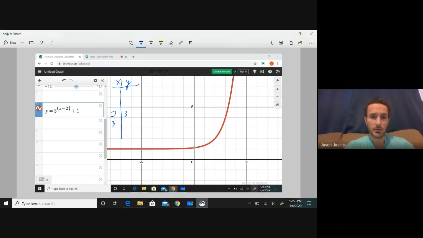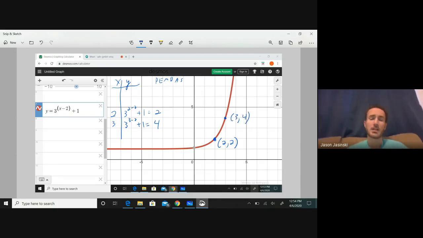If you plug in 2 to the function, 2 minus 2 and plus 1, remember to use PEMDAS whenever evaluating. So 3 to the 2 minus 2 is 3 to the 0 power. Anything to the 0 power is 1. So 1 plus 1 is 2. That point would be showcased here. And then if you plug in 3 for x, you get 3 to the first power, which is 3, plus 1 would be 4. So 3 comma 4 would also work out. Those were smart x values to choose. Keep that in mind.